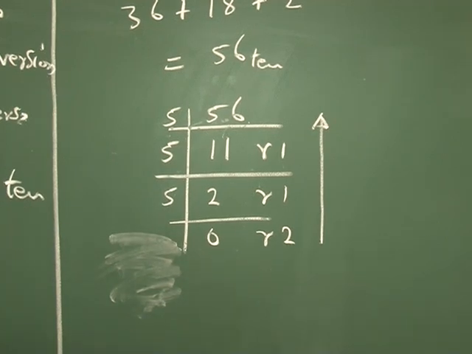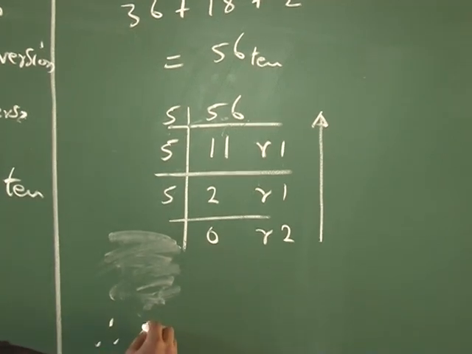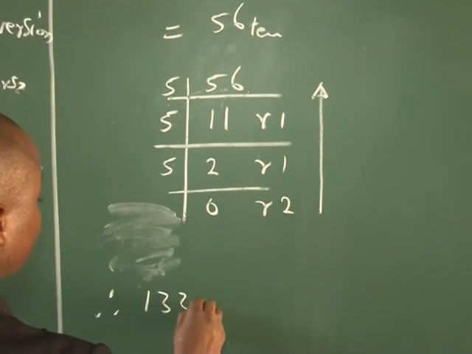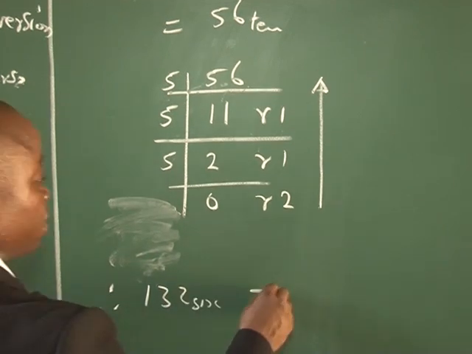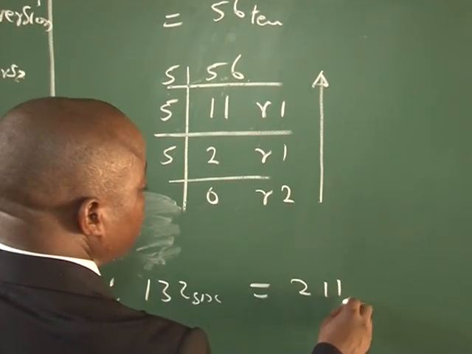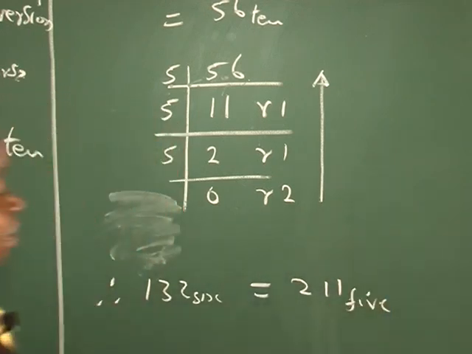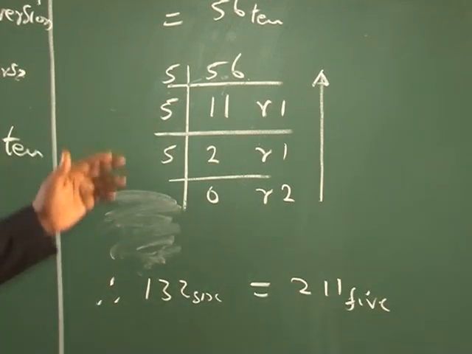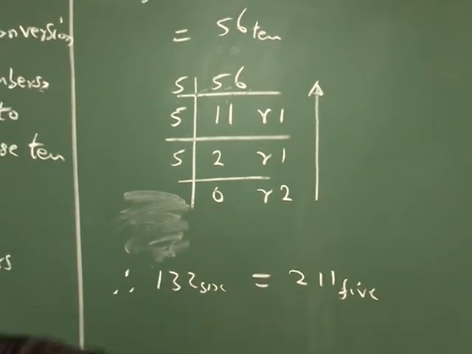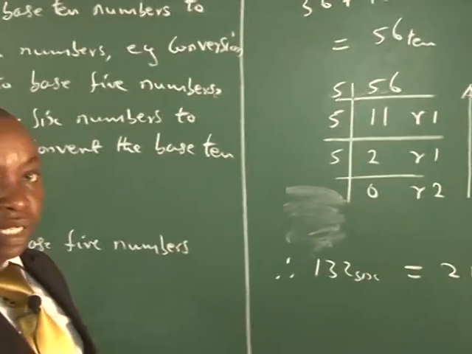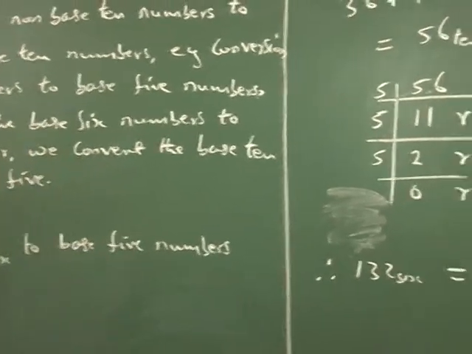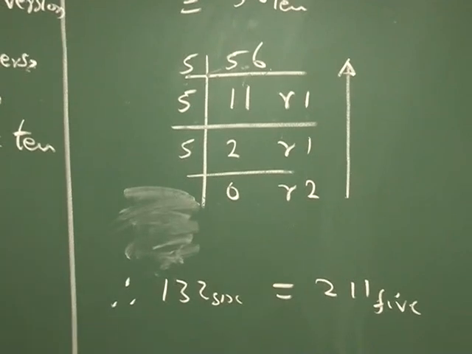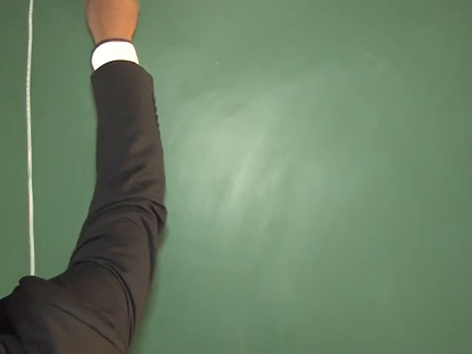Therefore, 132 in base 6 is equal to 211 in base 5. So that is how we convert from base 6 to base 5. We'll look at another example so that we'll be very familiar with it. Now let's pick another example.